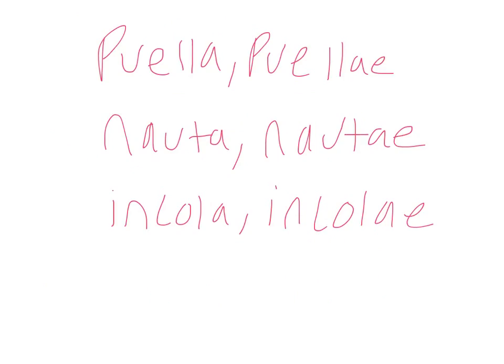Just to give you a couple other examples of first declension Latin nouns, you have puella, puellae, nauta, nautae, and incola, incolae. And you're going to do the same exact thing. If you were asked to decline one of these words, you go to the genitive singular and just cut off the ending for each of them. So obviously, for the first one, puell would be the stem of the word. Then you would have naut for the second, and then incol for the third, and then you just plug on the endings like we discussed earlier.